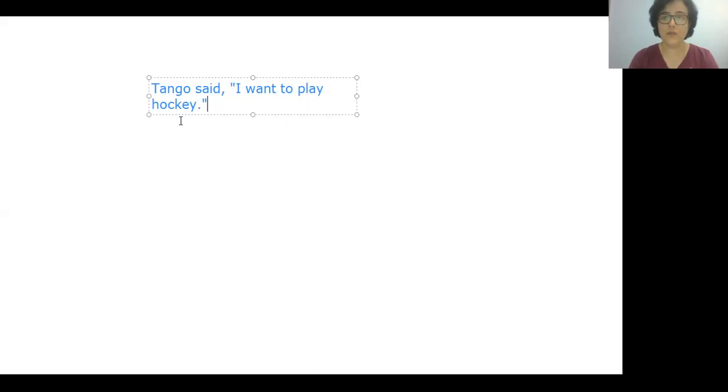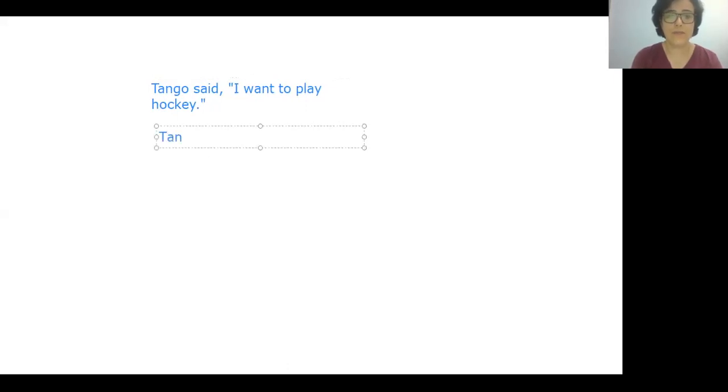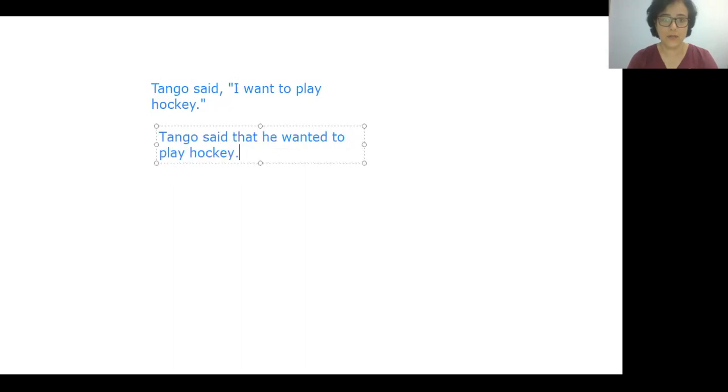Now, if I want to change this to indirect speech, watch carefully what I need to do. Okay, I'm going to change this to indirect speech. So, Tango said that he wanted to play hockey. This becomes indirect or reported speech. Fine. Now let's go through all the changes that you can see here.